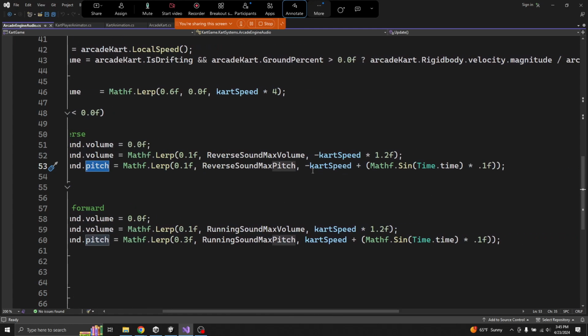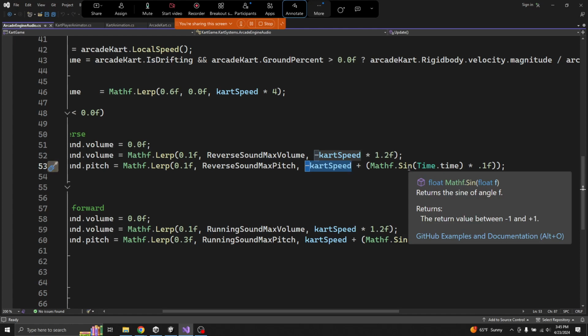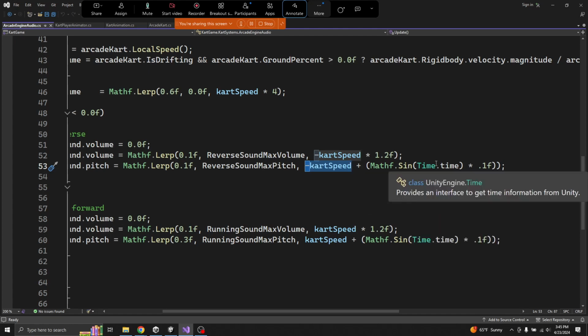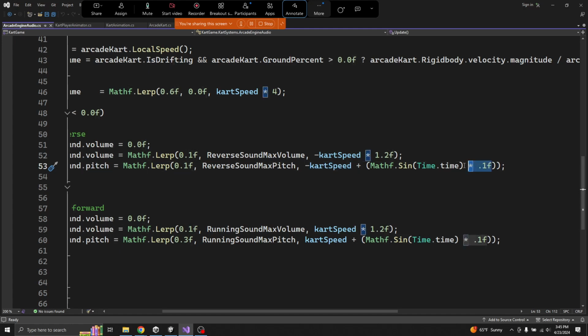And so we have to flip the speed again because it's negative. So we get back to positive, and then okay, it's sine. So it's fluctuating. It's going up and down from -1 to 1. You put in a time value, and it'll just keep running through the curve. So it's going to be going up and down based on time. And then we're just multiplying that by 0.1. We're just shrinking the effect of it, making it smaller. It's going to be from -0.1 to 0.1.